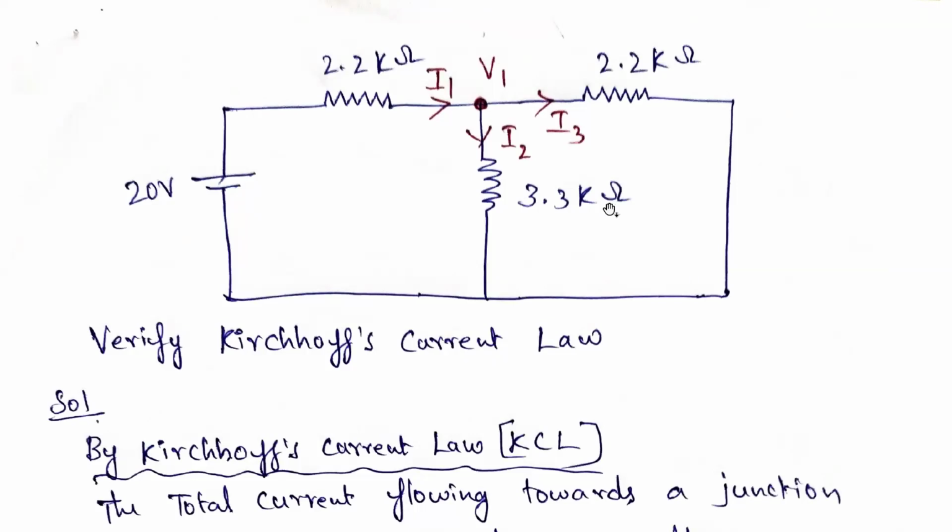Very good morning. Today we are going to see a small problem on Kirchhoff's current law. Take down this problem. Here, a 20 volt source is connected to three resistors: 2.2 kilo ohms, 3.3 kilo ohms, and 2.2 kilo ohms. Like this, we need to verify Kirchhoff's current law.